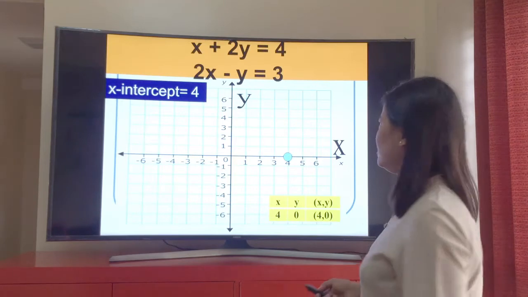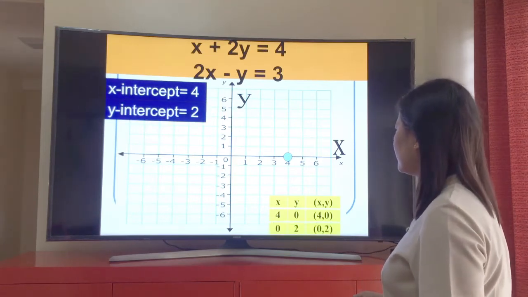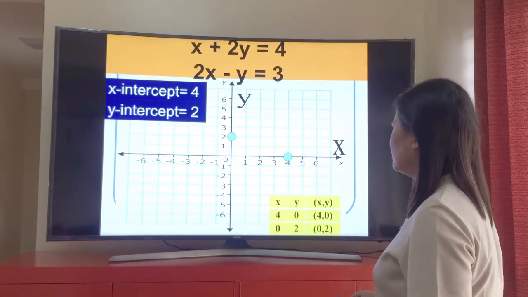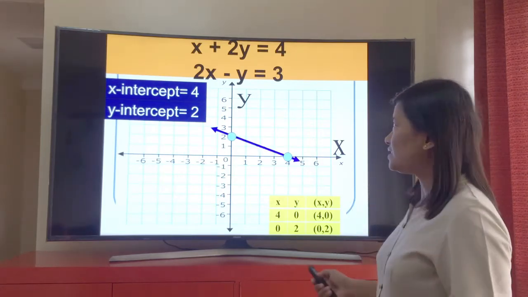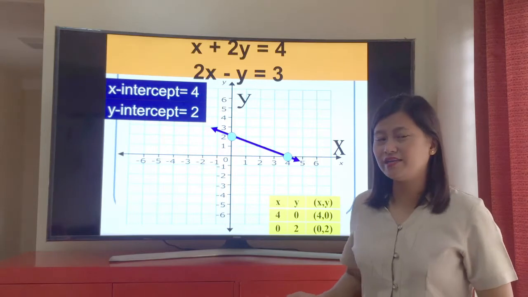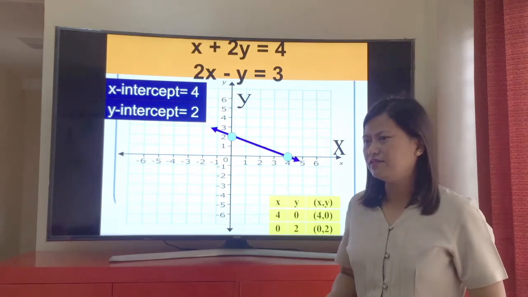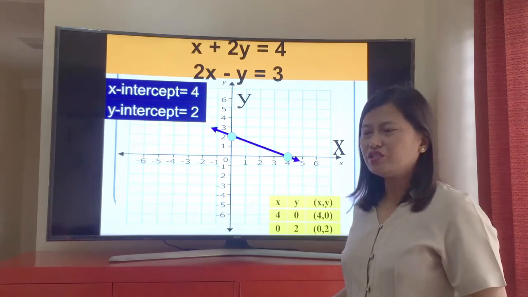Next, the y-intercept. Connect the 2 points. So that's the graph of x plus 2y is equal to 4. Let's have equation 2.